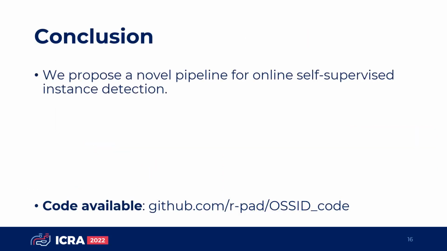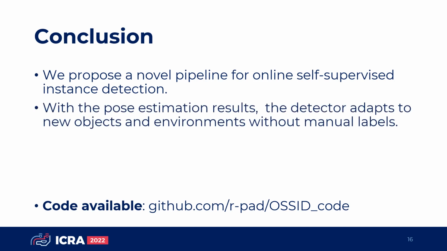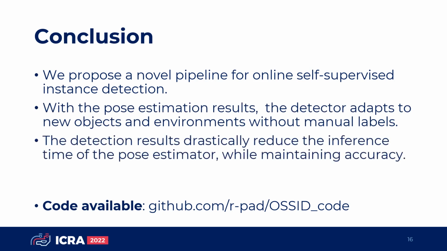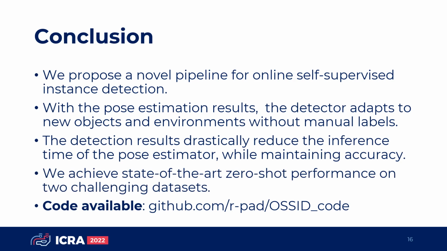We propose a novel pipeline for self-supervised instance detection, which uses zero-shot pose estimation to allow our detector to adapt to new objects and environments without manual labeling. The detector, in turn, dramatically increases the inference speed of our pose estimator, achieving state-of-the-art zero-shot performance on two challenging datasets.